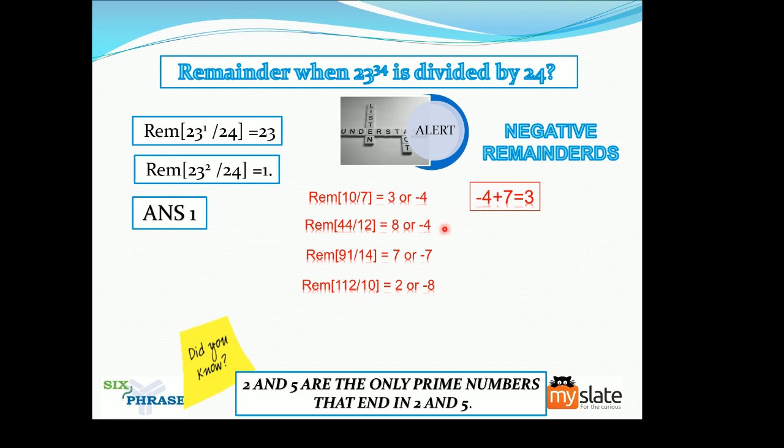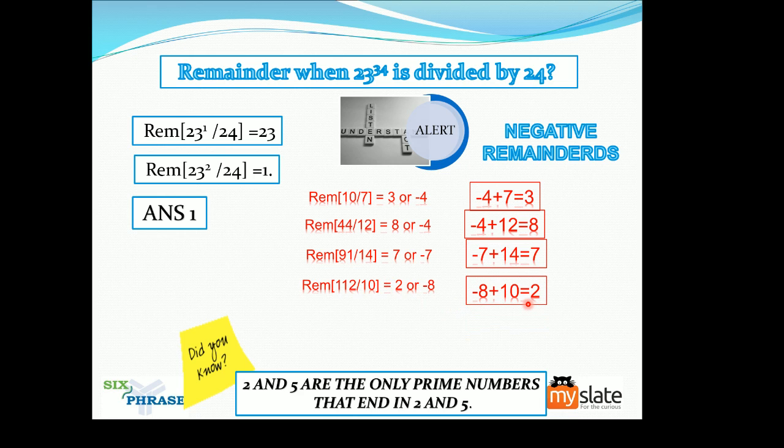How do you change minus 4 into the positive remainder? Add 12 to it. Minus 4 plus 12. You have to add the divisor to this negative remainder, and you will get the positive remainder. It is not advisable to have negative remainders in some problems. That is the reason. So minus 7 plus 14, what do you get? You get 7. Minus 8 plus 10, you get 2. So this is how you change negative remainders to positive remainders.